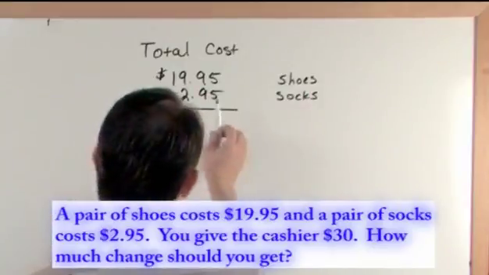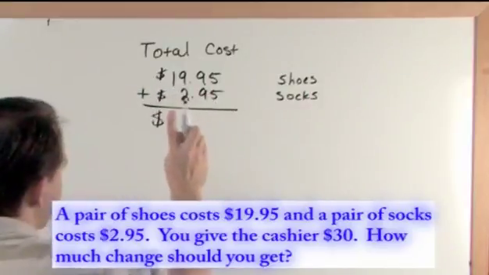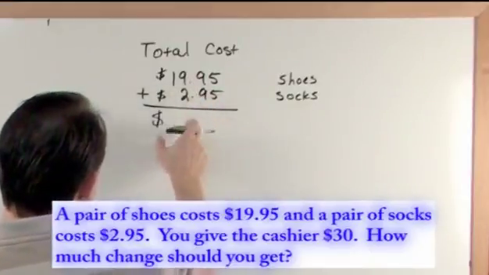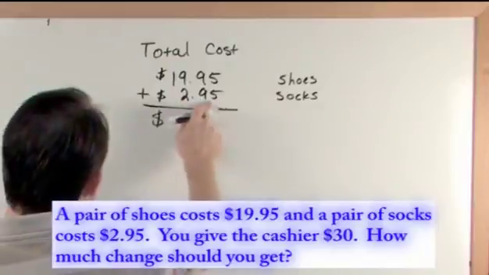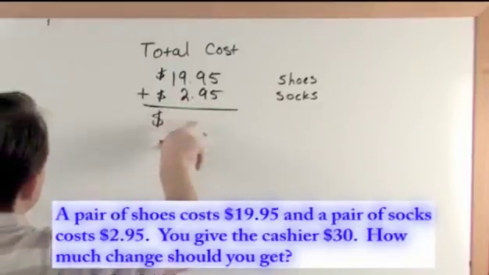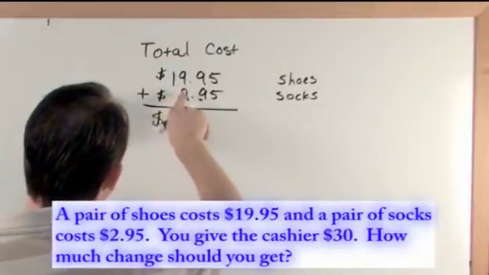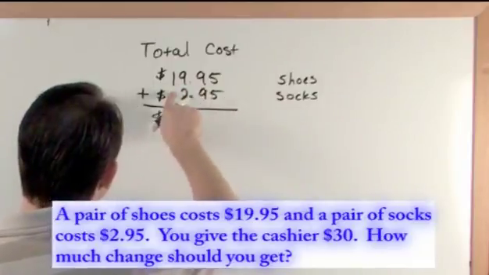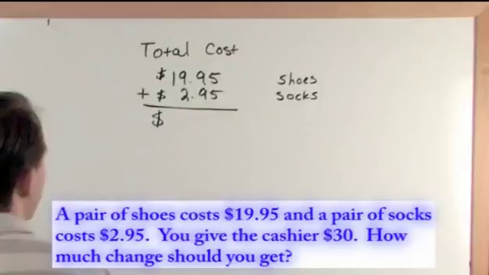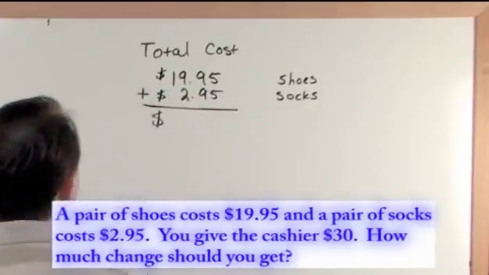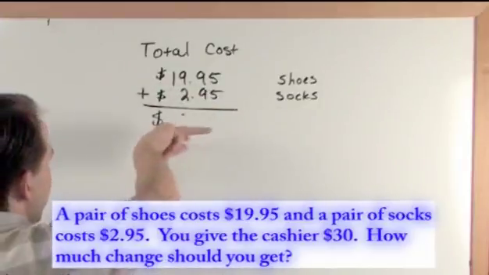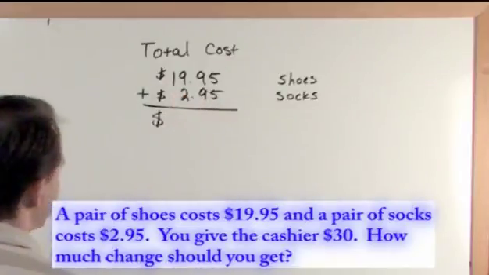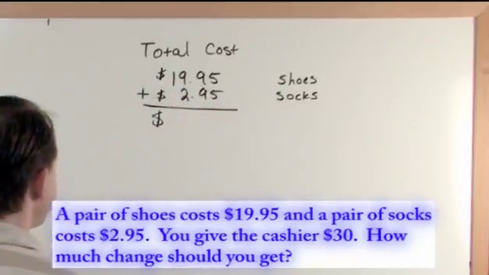So let's add this up. We'll start in the right-hand column. And one more thing I want to mention: I always line up these decimal points. I keep saying it over and over. I had to push the $2.95 over to the right because I could have written it like this, 2.95, but that would be wrong because the decimal points have to be right on top of each other. So even if you have to scoot one of the numbers over to the right, go ahead and do it just to make sure these decimals are on top of each other.